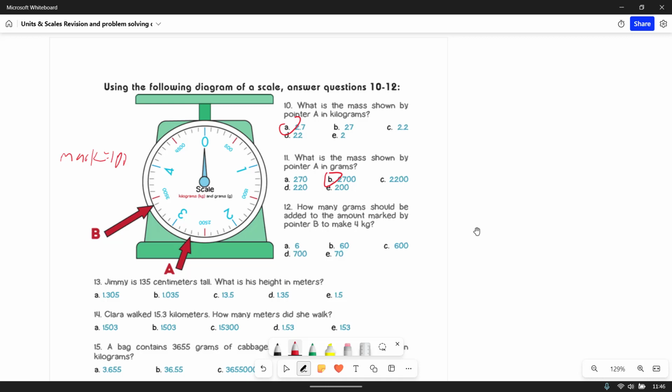12, how many grams should be added to the amount marked by point B to make it 4,000? So point B is 3,400. So 4,000 take away 3,400 is 600. So 12 is C.